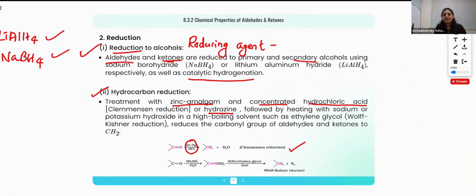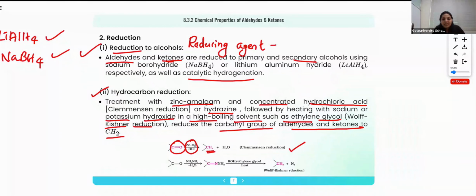Okay, followed by heating with sodium or potassium hydroxide in high boiling solvents such as ethyl alcohol or ethylene glycol. That is called a Wolff-Kishner reduction. It reduces the carbonyl compound of aldehydes and ketones to a CH2 group. See what is happening here. This is the compound, right? Ketone. Reaction with zinc amalgam and HCl. See, this CO group is converted into CH2.